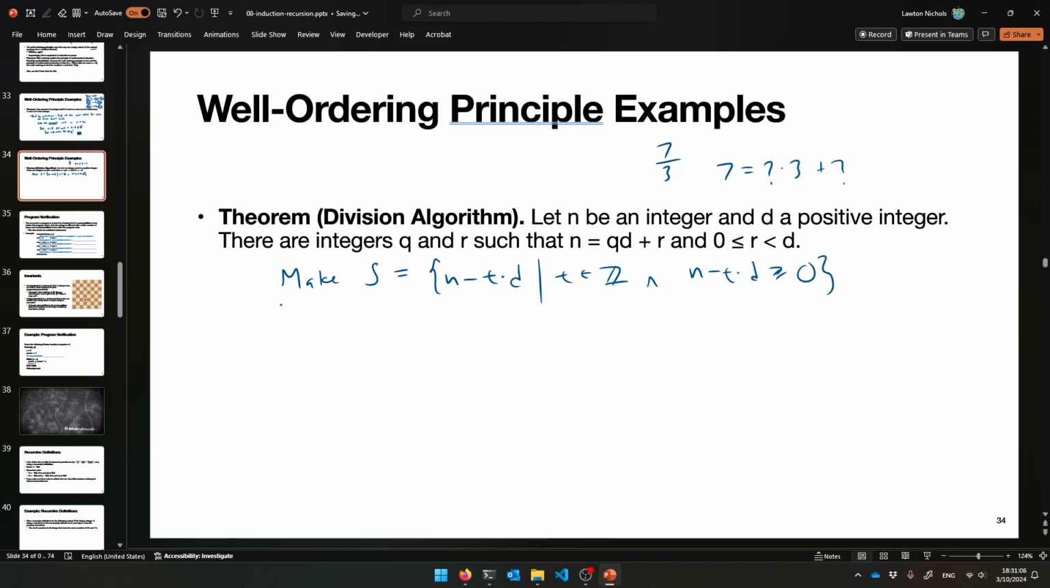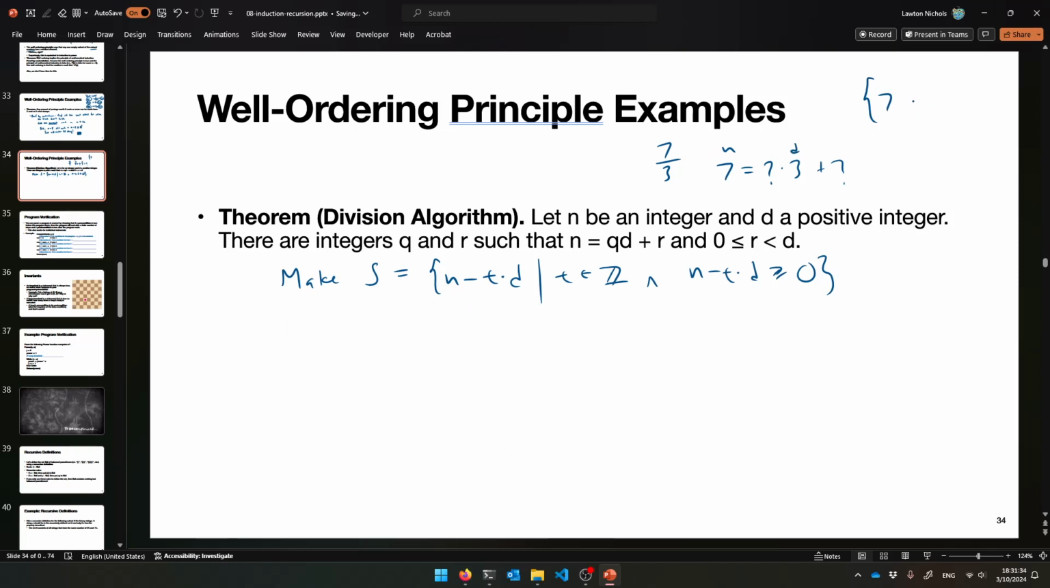And the way that we're going to show that this always works, that there's always a way to find a quotient and a remainder that follow these rules, is we're going to build this set: n minus t times d, where t is an integer, and that difference is at least 0. So here is the secret. Here's the set I'm going to build. You can totally have t be 0, so n minus 0 is part of this set. So 7 is in the set. 7 is our n, and this is our d.